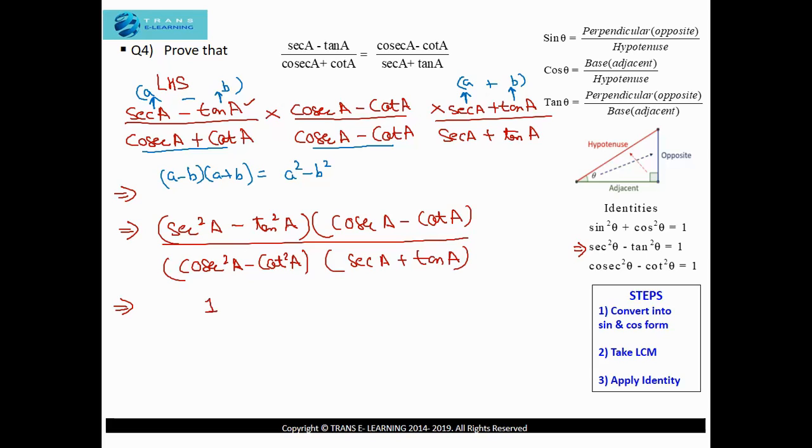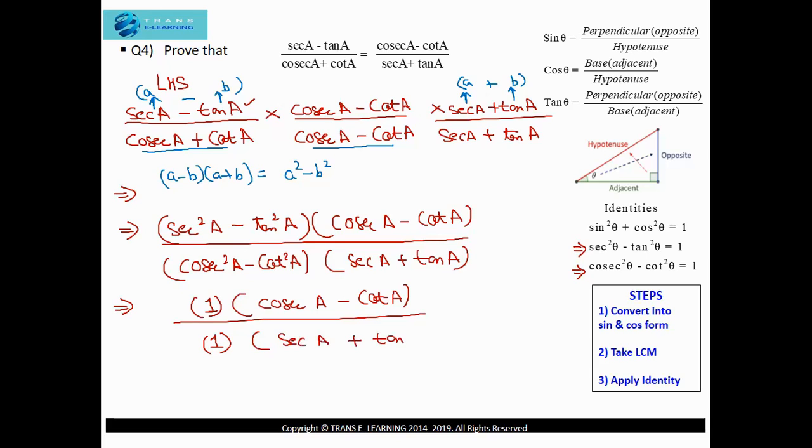Now if we look here, secant square theta minus tan square theta is equal to 1. So this bracket, the first one, becomes 1, and in the numerator we are left with cosecant a minus cot a. Similarly, in the denominator, cosecant square a minus cot square a will be equal to 1 as per this identity, that is cosecant square theta minus cot square theta is equal to 1. So I can write 1 here, and in the denominator we are left with secant a plus tan a, which is equal to the right hand side. So the left hand side is equal to right hand side, hence proved.